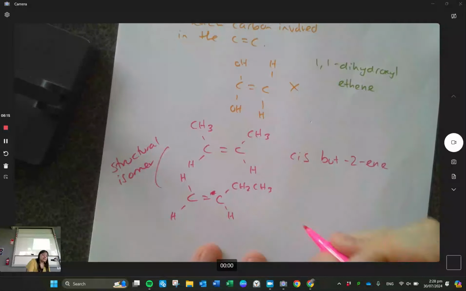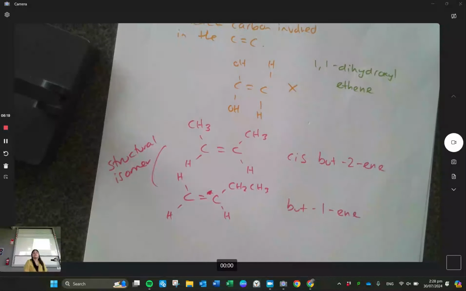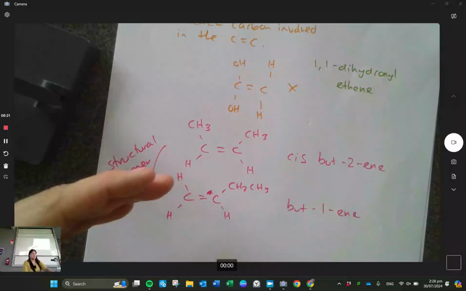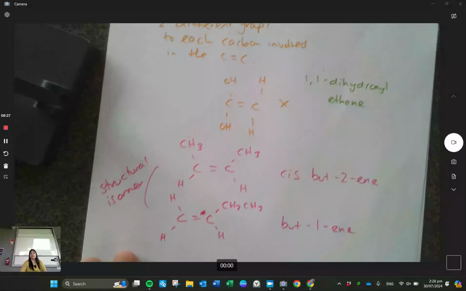So when I go to name this, this would be but-1-ene, because now the double bond is between carbon 1 and 2. 1, 2, 3, 4. So that's how we name these.